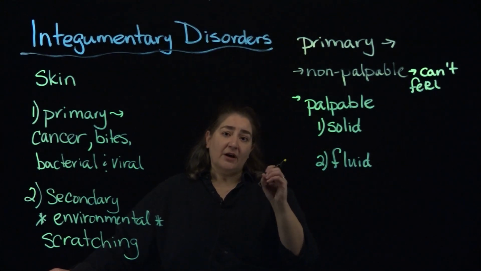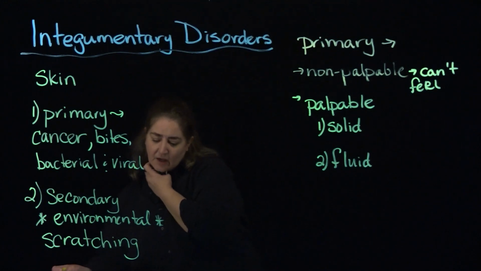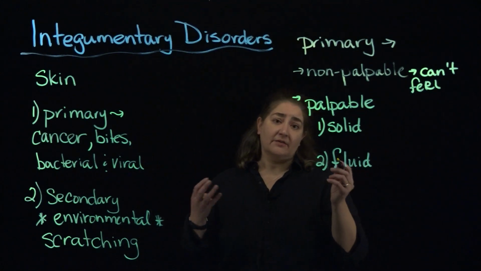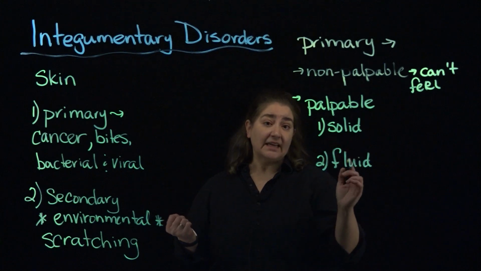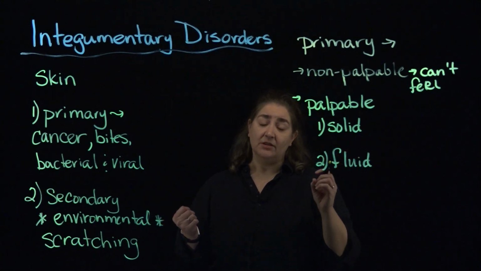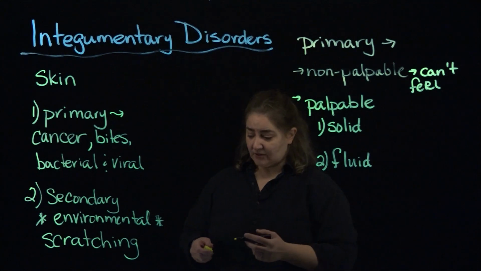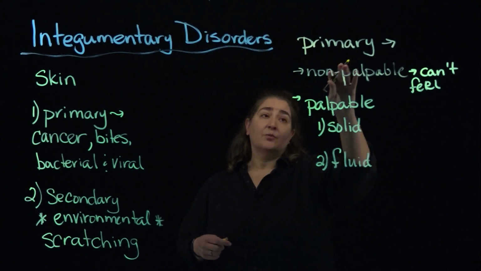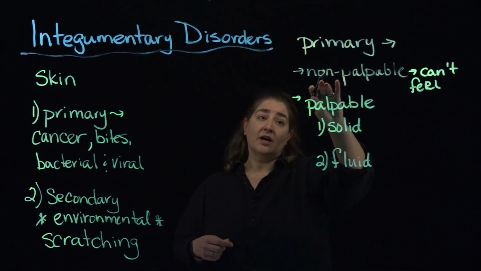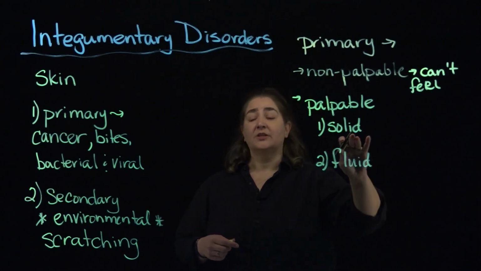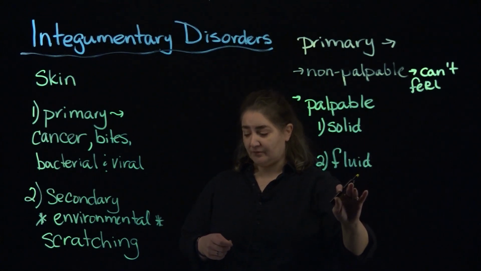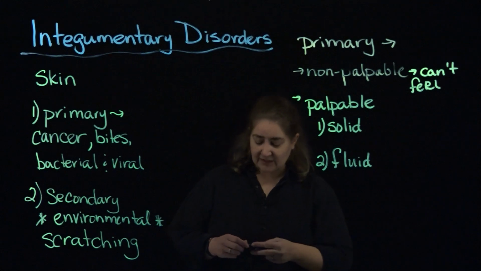Solid, we're talking about a nodule. Things like fibromas, and skin cancers can sometimes be solid and palpable. Those things are going to fall under that classification. So our primary lesions are either non-palpable or palpable, and either solid or fluid-filled. Hopefully that makes sense.